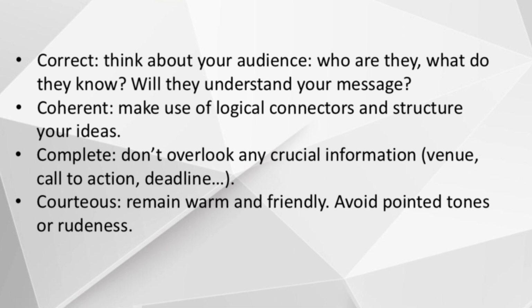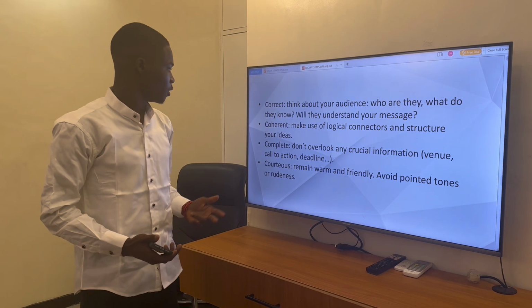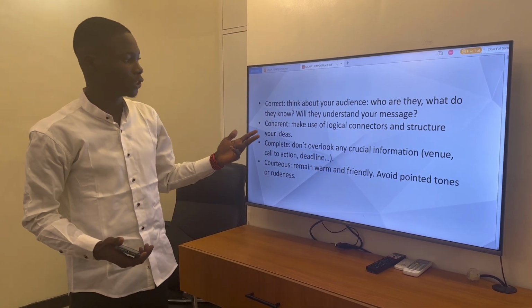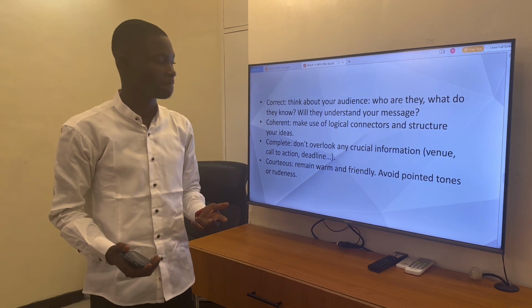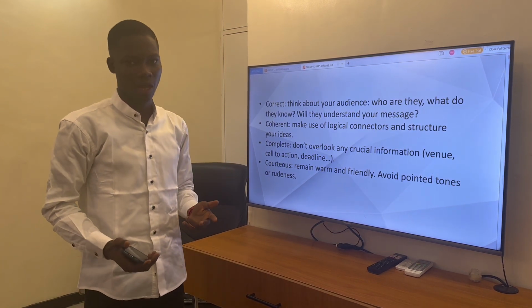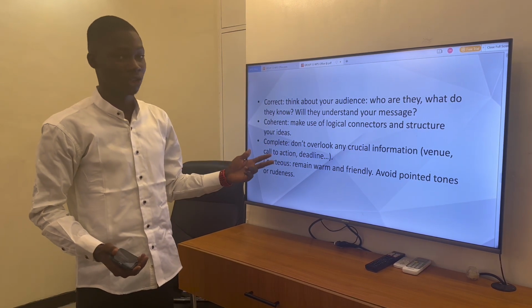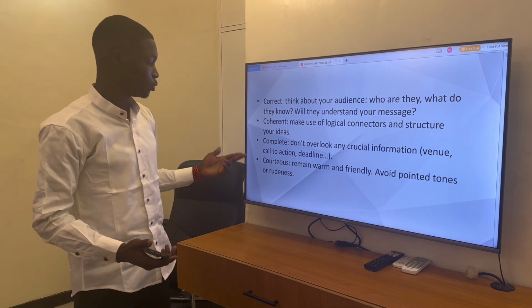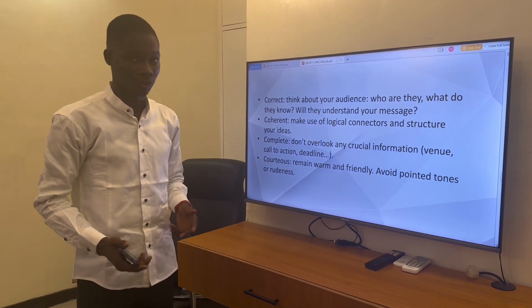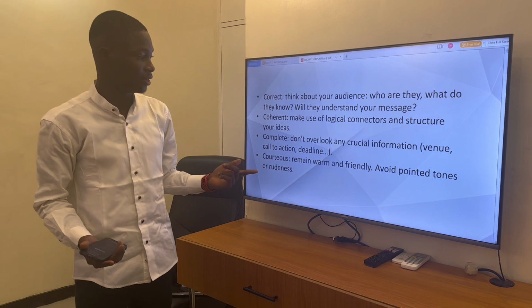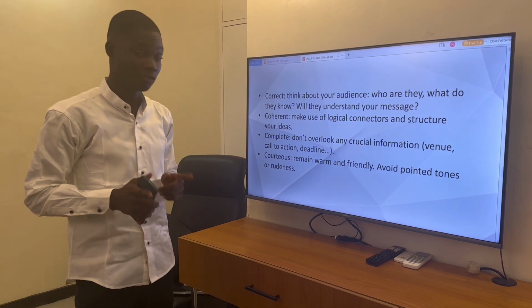Number 4, correctness, which means to be correct. You think about your audience, who they are, what they know, and whether they will understand your message. Number 5, coherence, which means to be coherent. Make use of logical connectors and structure your ideas. Number 6, completeness. You must be complete when trying to make effective communication. You don't overlook any crucial information, the venue, the call to action, and the deadline. Number 7, which is the last one, cautiousness, which means to be cautious. You remain warm, friendly, and avoid pointed tones and rudeness.